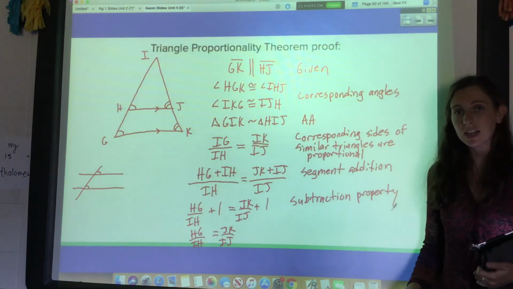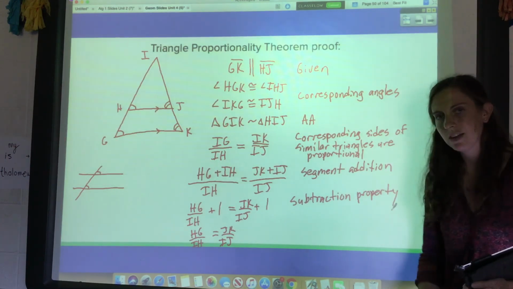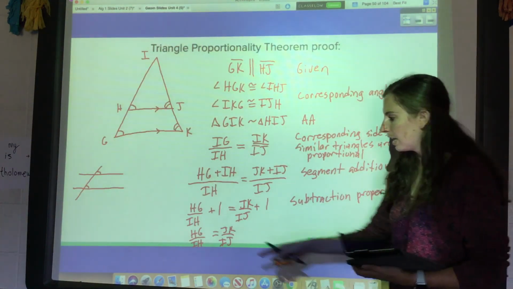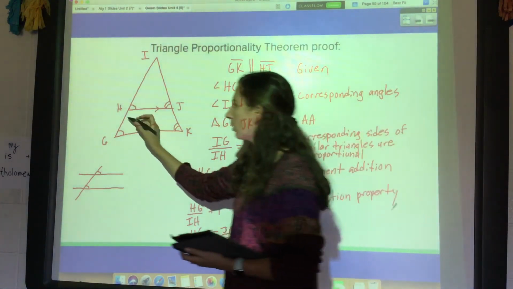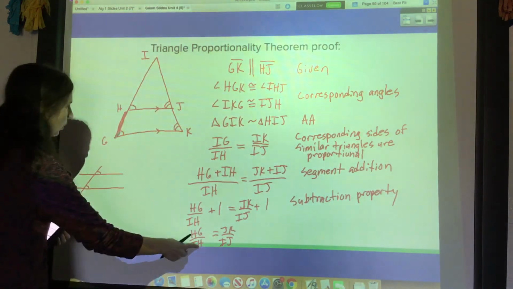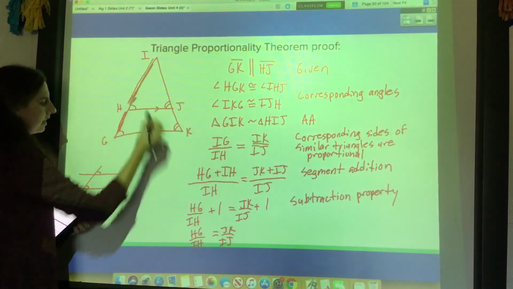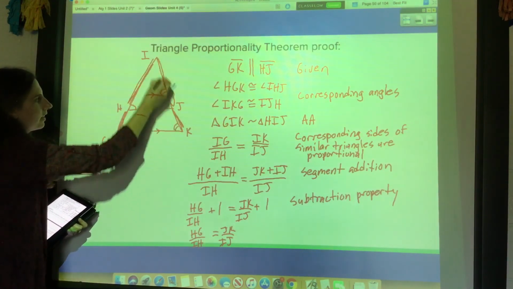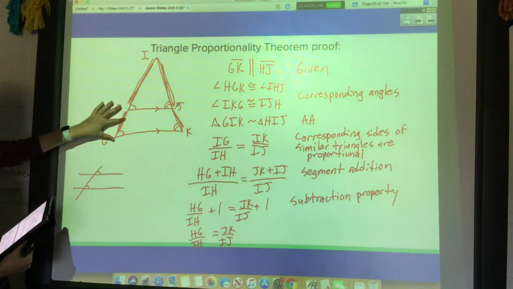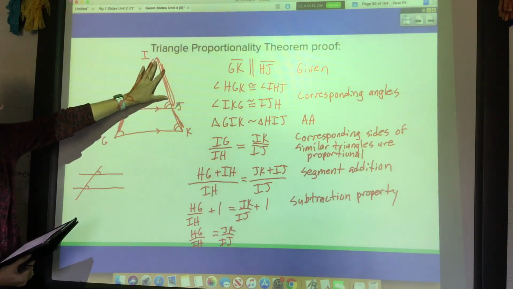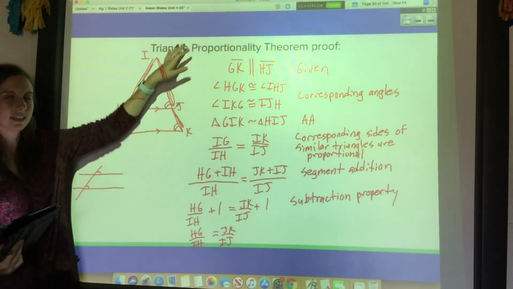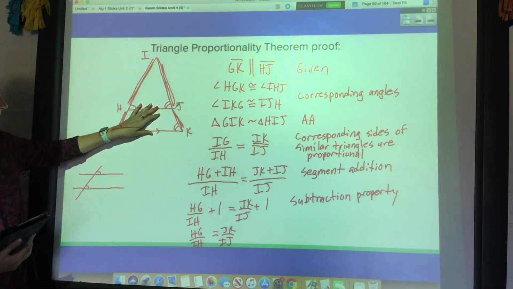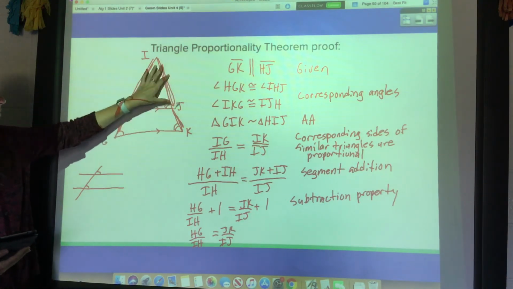And I'm actually done, because look what I have now. I've got HG, so this, over IH, this, equals JK over IJ. So now I have that this over this equals this over this, which is what I was trying to prove. That is the triangle proportionality theorem. If you start with parallel lines, you end up cutting this into proportional segments.